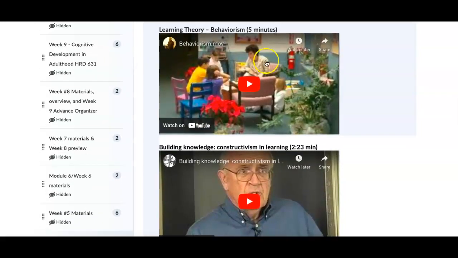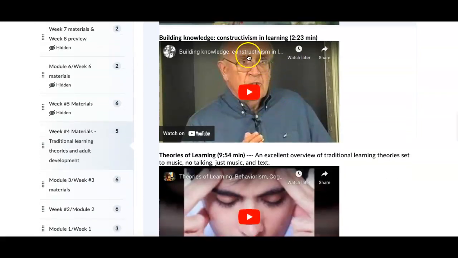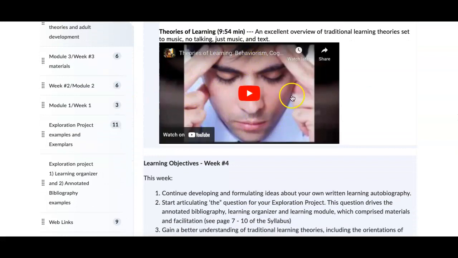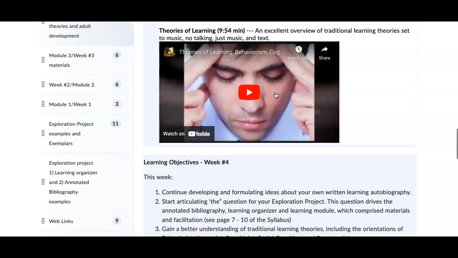So we have one on behaviorism, one on constructing knowledge, which is constructivism. Another one on behaviorism. This gives an overview of many different learning theories.